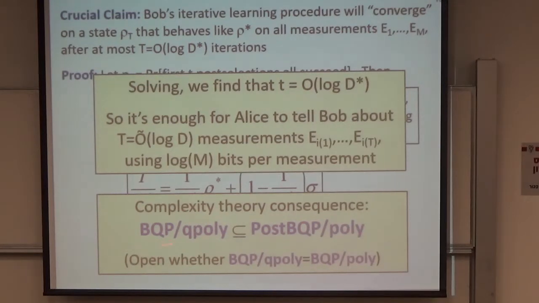A priori, quantum advice could have been infinitely powerful, right? It could have let you solve NP-complete problems, could have let you solve the halting problem. This puts the first ceiling on the power of quantum advice that we've known. One of my favorite open problems in quantum computing theory is this one: can quantum advice always be simulated by classical advice without needing post-selection? But this shows that at least you can do it with post-selection.